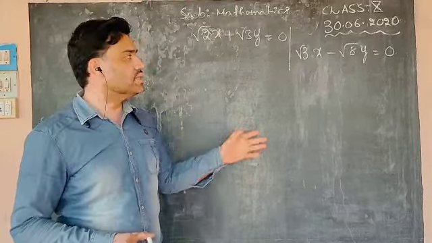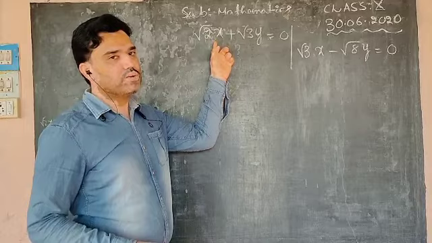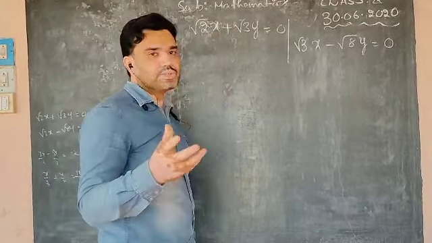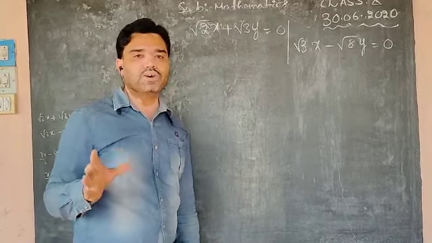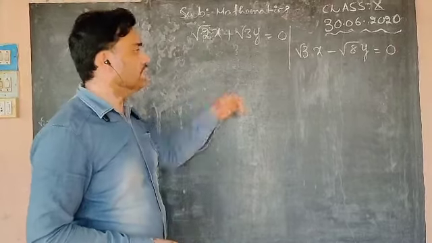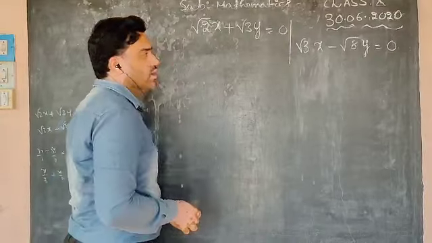So homogeneous equation means, I have told you, x power 1, y power 1. We have two terms. All the terms having the same power are called a homogeneous equation. So now let us look at this. Root 2x is equals to root 3y.